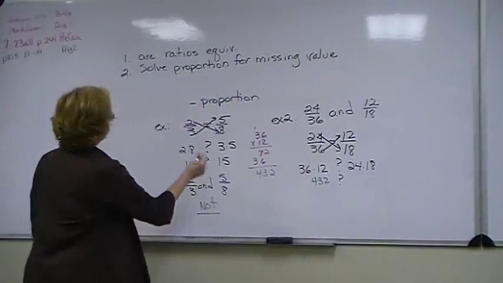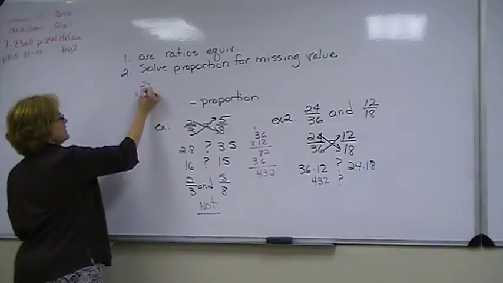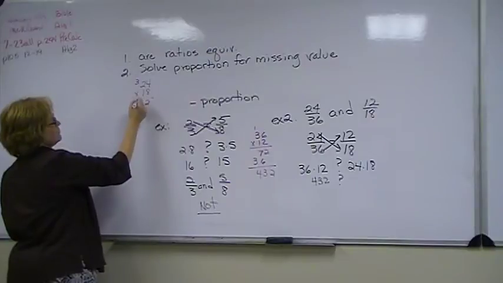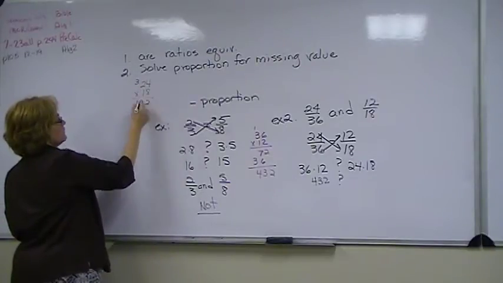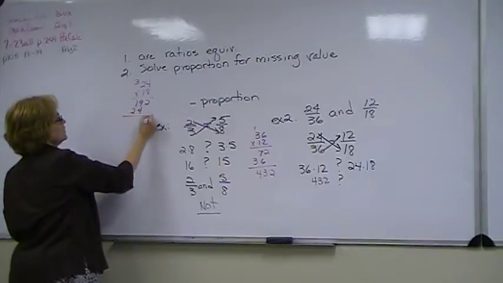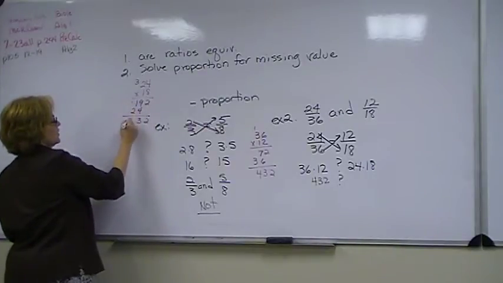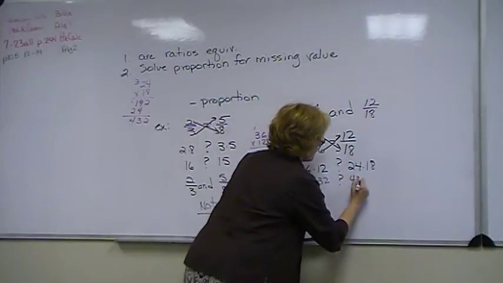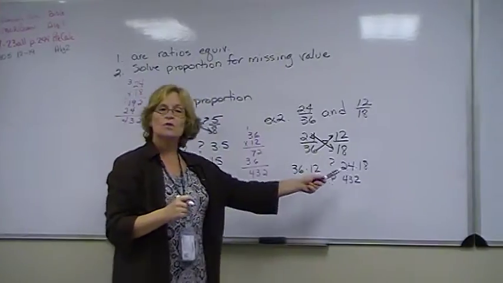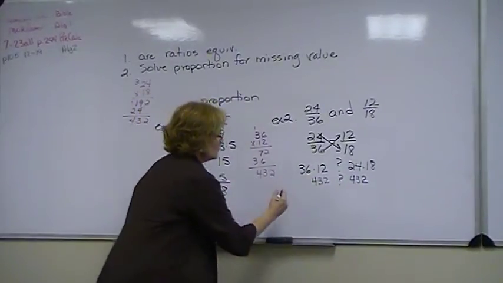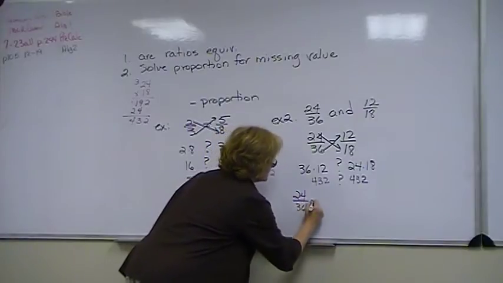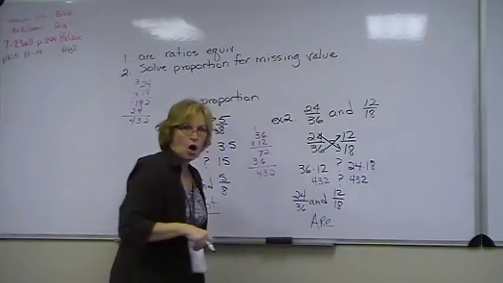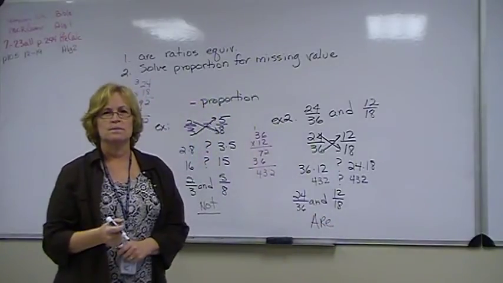Well, let's check. So 24 times 18. 8 times 4 is 32. Carry the 3. 16 plus 3 is 19. 1 times 4 is 4, and 1 times 2 is 2. That's 432. So I put that over here on the right side. And is 432 equal to 432? Yes, it is. Therefore, 24/36 and 12/18 are equivalent ratios.